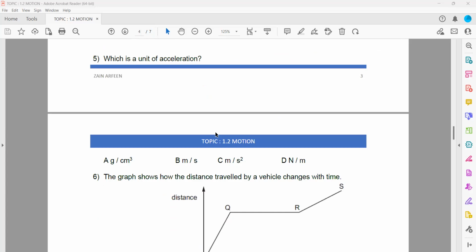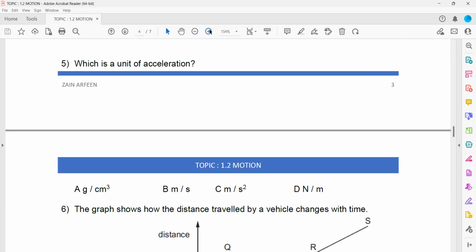The next one: what is the unit of acceleration? Meter per second square. So the unit of acceleration is meter per second square.